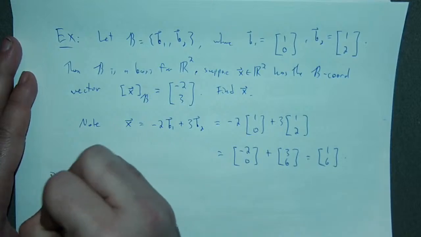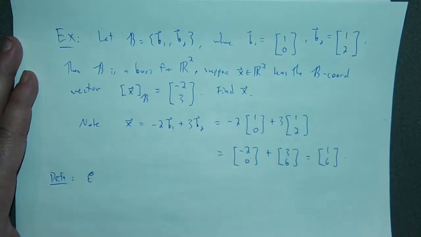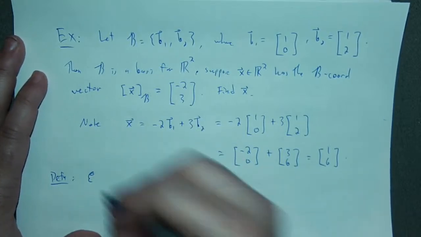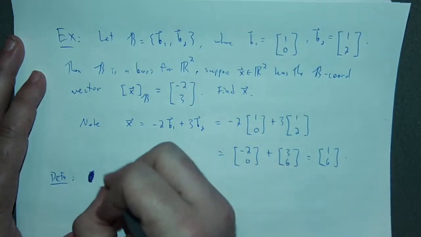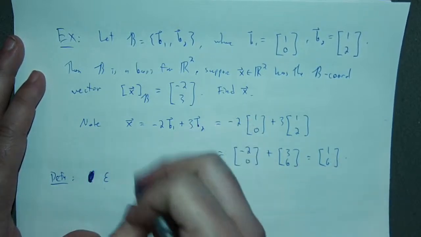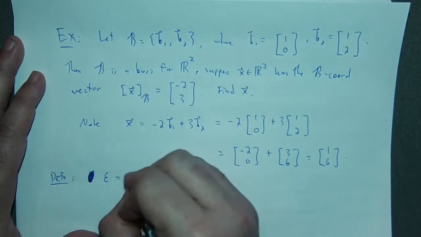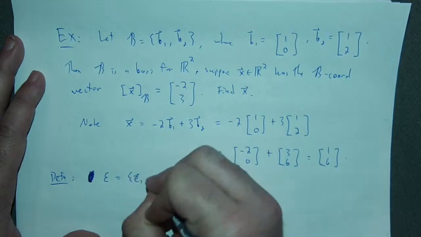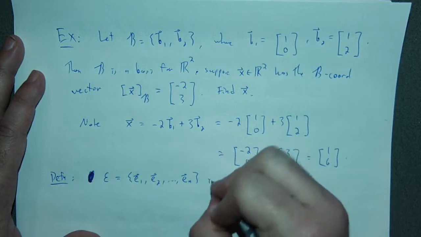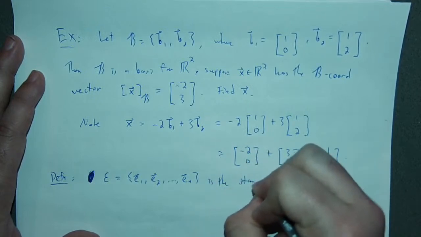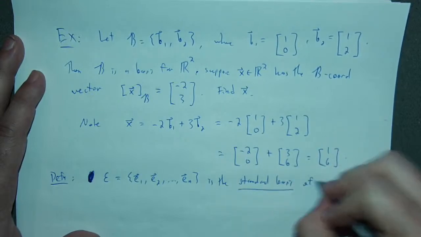So another definition. I think it's like script E. What's my best way of writing script E? I don't want to put the curly Q thing in there, that makes it look almost like a zeta. We'll write it like this, and we'll call this script E. This is the standard basis of Rn.